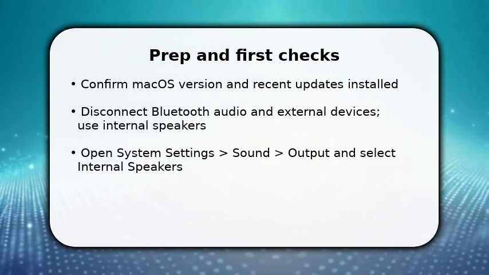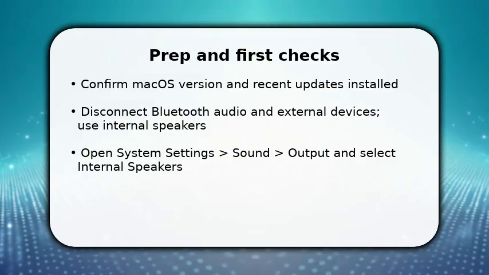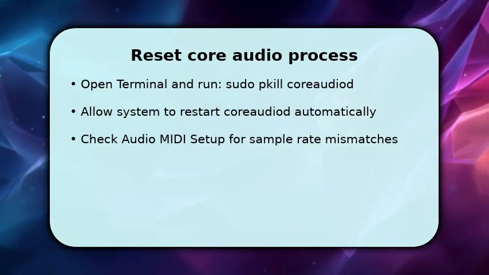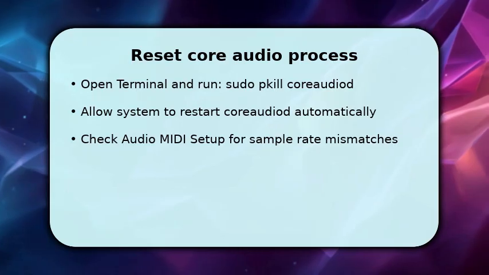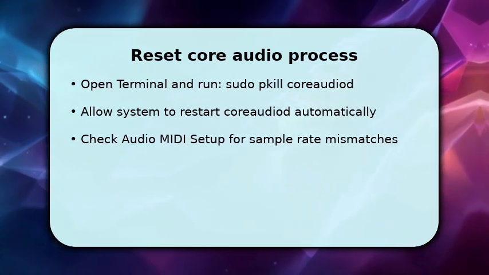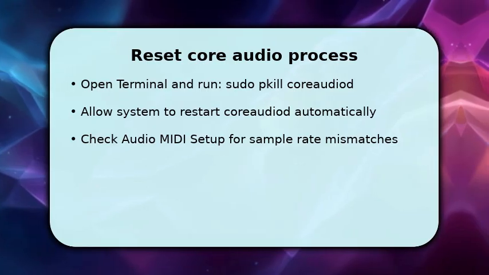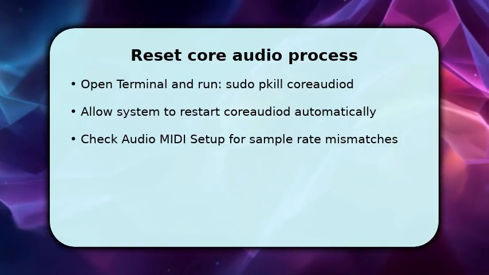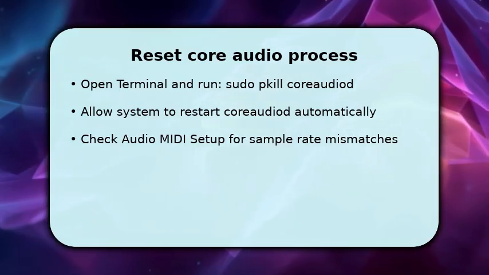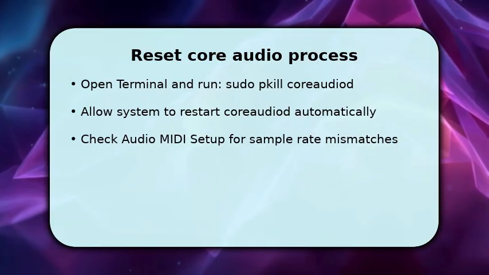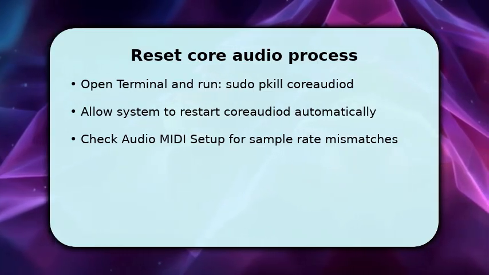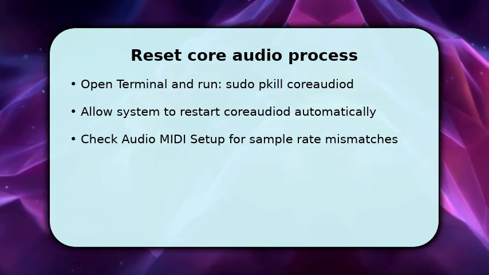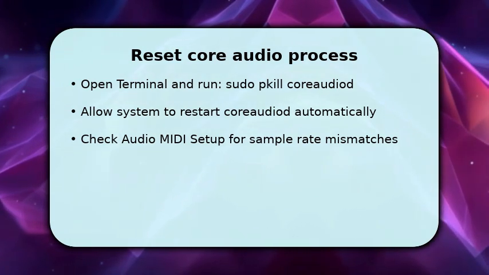You will reset the macOS audio engine. Open Terminal and enter sudo pkill coreaudiod, then authenticate. This force-quits coreaudiod and macOS restarts it automatically. After that, open Audio MIDI Setup and confirm the internal speakers use 44100 Hz or 48000 Hz. Mismatched sample rates can silence audio. Make sure the device is not set to 0-bit depth or muted. Once these settings are correct, test sound. If still dead, clear NVRAM in the final step.